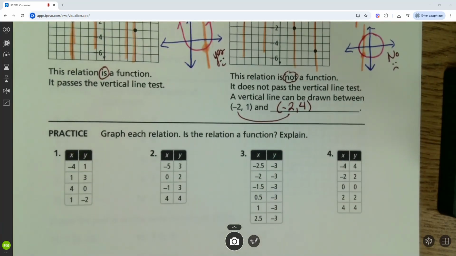On the practice, it does say graph each relation and is the relation a function. You can actually tell without graphing, by just looking at your x values. However, this would be a great time for you to practice on your Desmos calculator or your handheld calculator on graphing, or simply to be able to plot the points and draw the coordinate grid yourself.